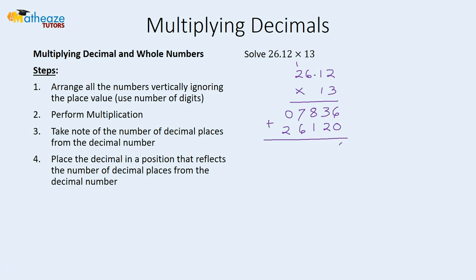So 6 plus 0, 6. 3 plus 2, 5. 8 plus 1, 9. 7 plus 6, 13. We have a 3. We bring a 1 up here. 1 plus 2, it's going to give us 3. Now we have 2 decimal places, so we're going to count 1, 2. So the decimal is going to come right here.